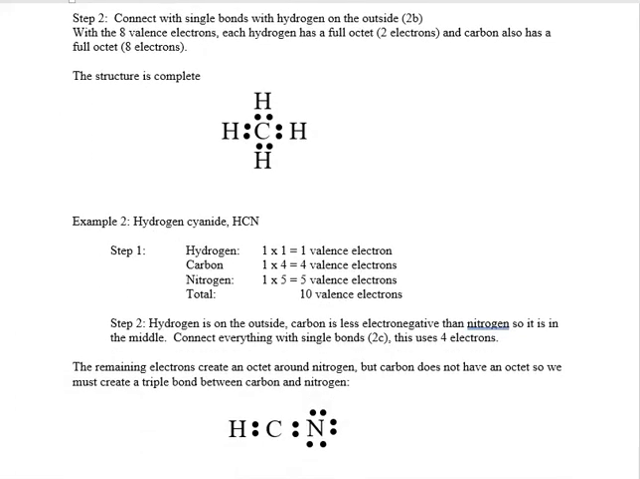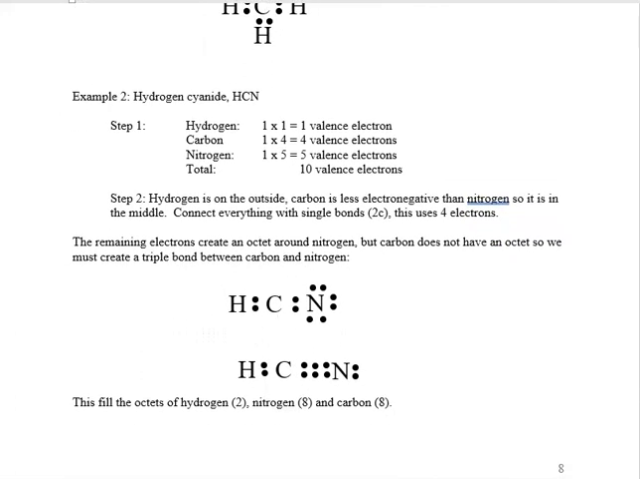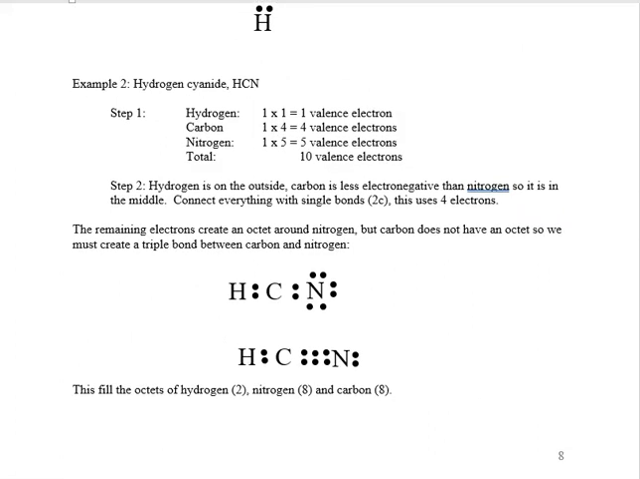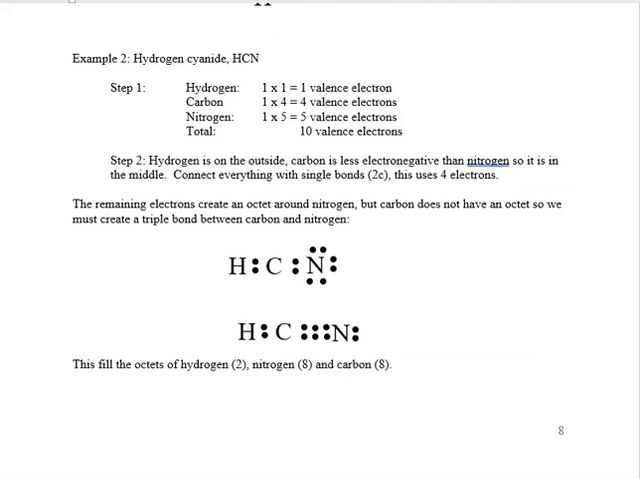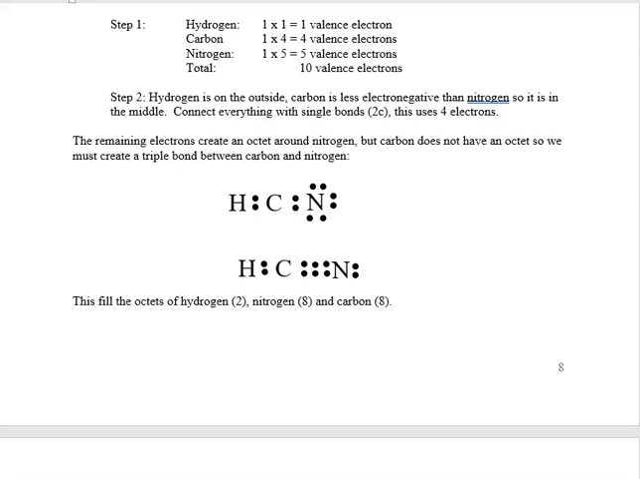Let's do another example. Hydrogen cyanide, HCN. So you have 1 hydrogen with 1 valence electron. You have 1 carbon with 4 valence electrons. You have 1 nitrogen with 5 valence electrons. If you add those up, that gives you 10 valence electrons. Okay, so step 2. Hydrogen is on the outside because it always is. It can never be a central atom. Carbon is less electronegative than nitrogen, so it's in the middle. So that's one of the reasons they write the chemical formula HCN, because it shows the order of the atoms. That's not always true, but sometimes it is.